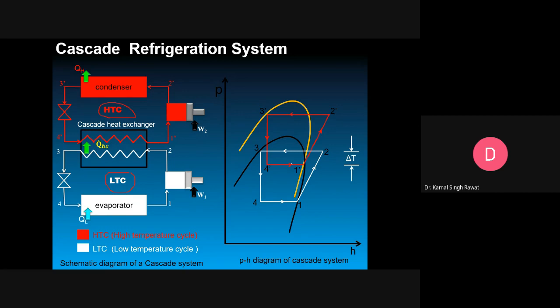Okay, so if you reduce this temperature difference, the size of this cascade heat exchanger will be increased. And if you increase this temperature difference, your COP will be decreased. So this temperature difference should be optimal, which is maintained at least 5 degrees centigrade. Okay, so this is the pH diagram. If you have any doubt, you can ask. Any doubt?